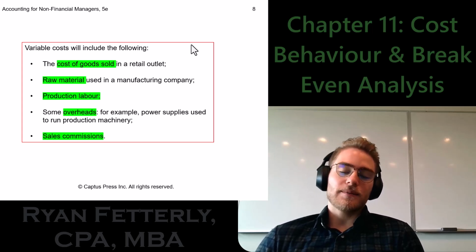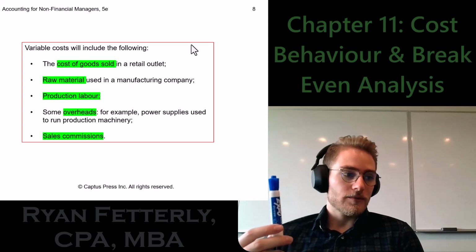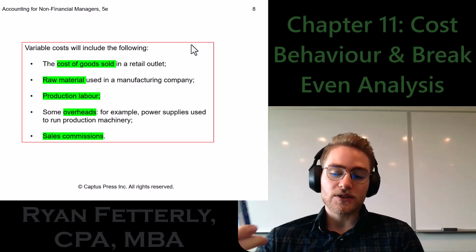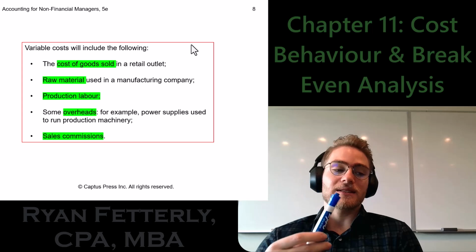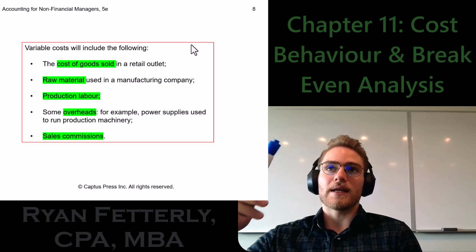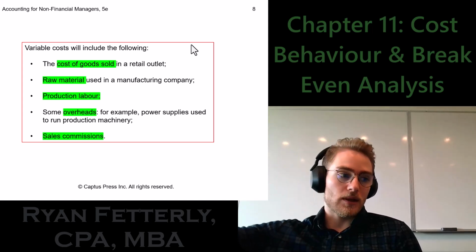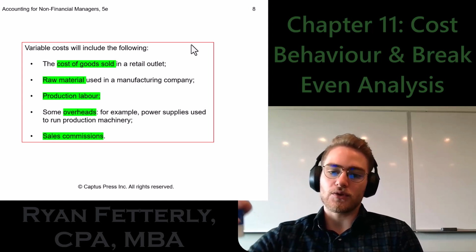Well, let's think about it, right? Again, if I want to sell a marker, I have to buy a marker. That's cost of goods sold. In order to sell, I have to buy more of these, and this will become cost of goods sold when I sell the inventory, right?